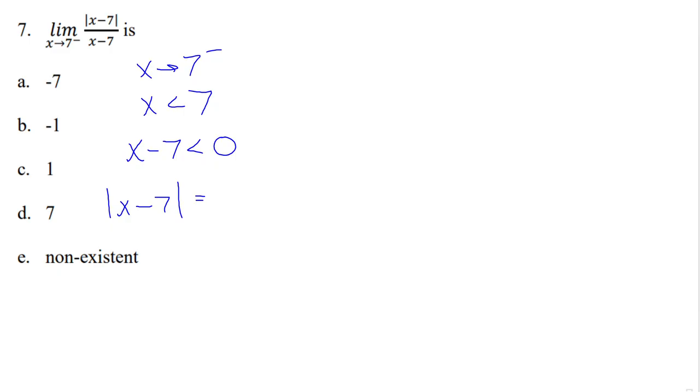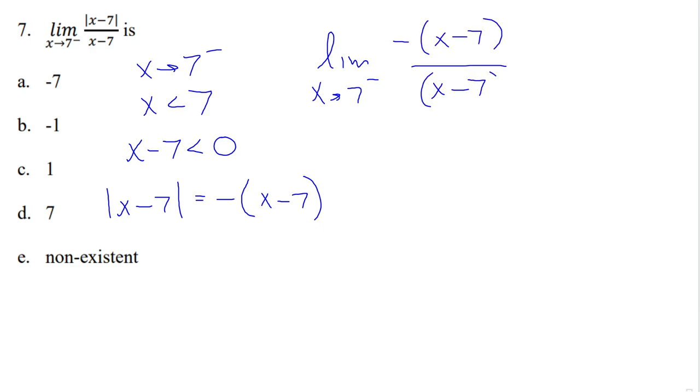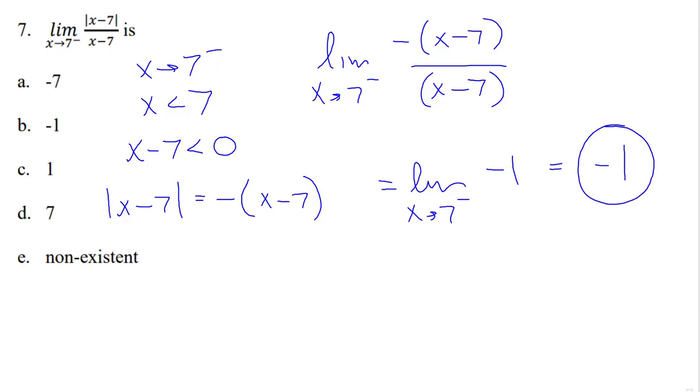And if it's the absolute value of a negative value, then to take its absolute value, we have to take the opposite of it. So what we have is now a limit as x approaches 7 from the left of the opposite of x minus 7 over x minus 7. And of course, the x minus 7s will cancel, and we just get the limit as x approaches 7 from the left of -1. And the limit of a constant is the constant. So we get choice B.